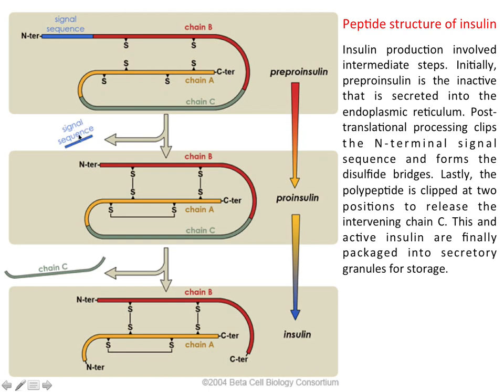Once this signal sequence is removed, the pre-proinsulin is converted into the proinsulin. And here you can see the proinsulin where B chain and A chain are linked by the disulfide bond. And finally the C chain is also clipped out, and the proinsulin is converted into the insulin, and this insulin is stored in the secretory granules of the beta cells.